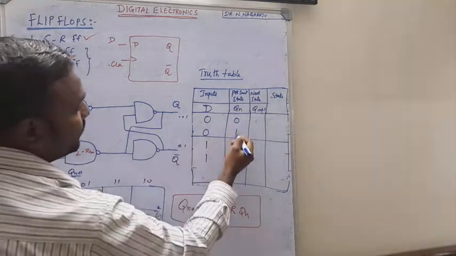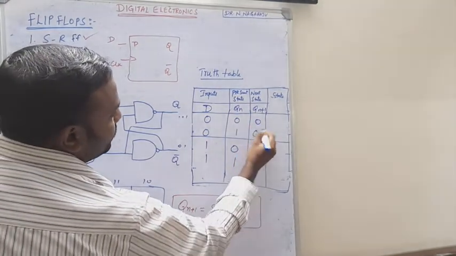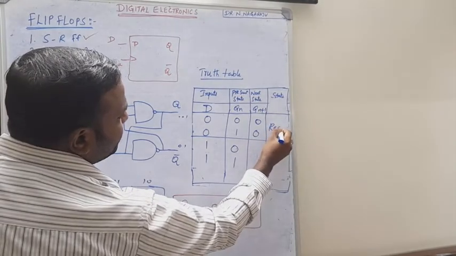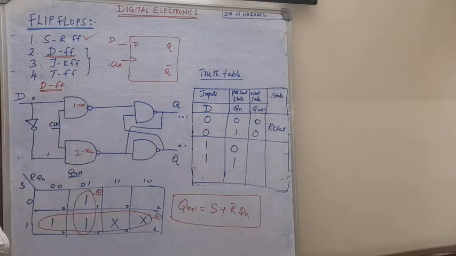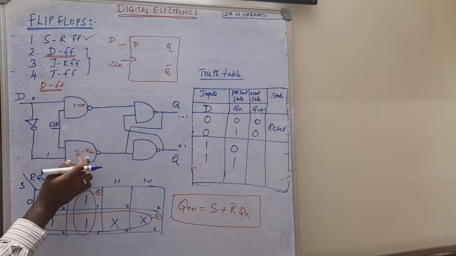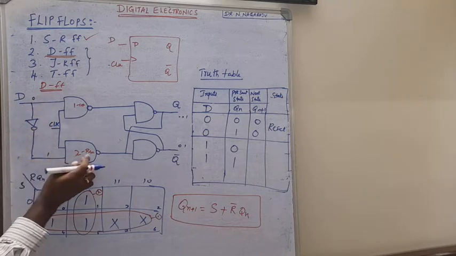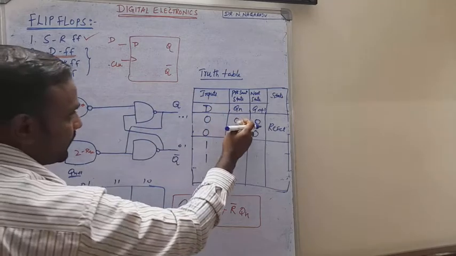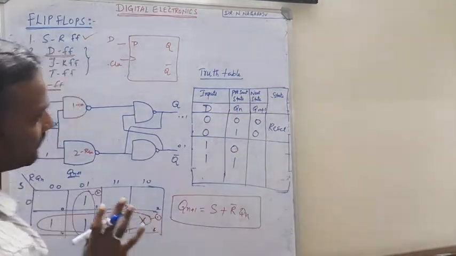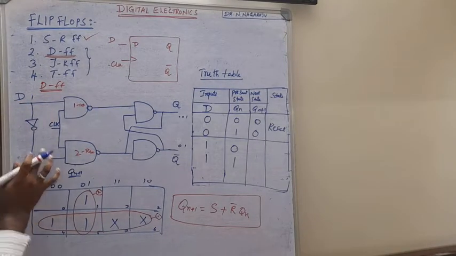Whatever the input combination, 0 and 1, it must be reset, that is 0 and 0. So this is reset. Only simple, just concentrate. First gate you just remember is set and this is reset. When D is equal to 0, gate number 2 is enabled, which I told is reset. So whatever the input is, that is the reset state. That's it.